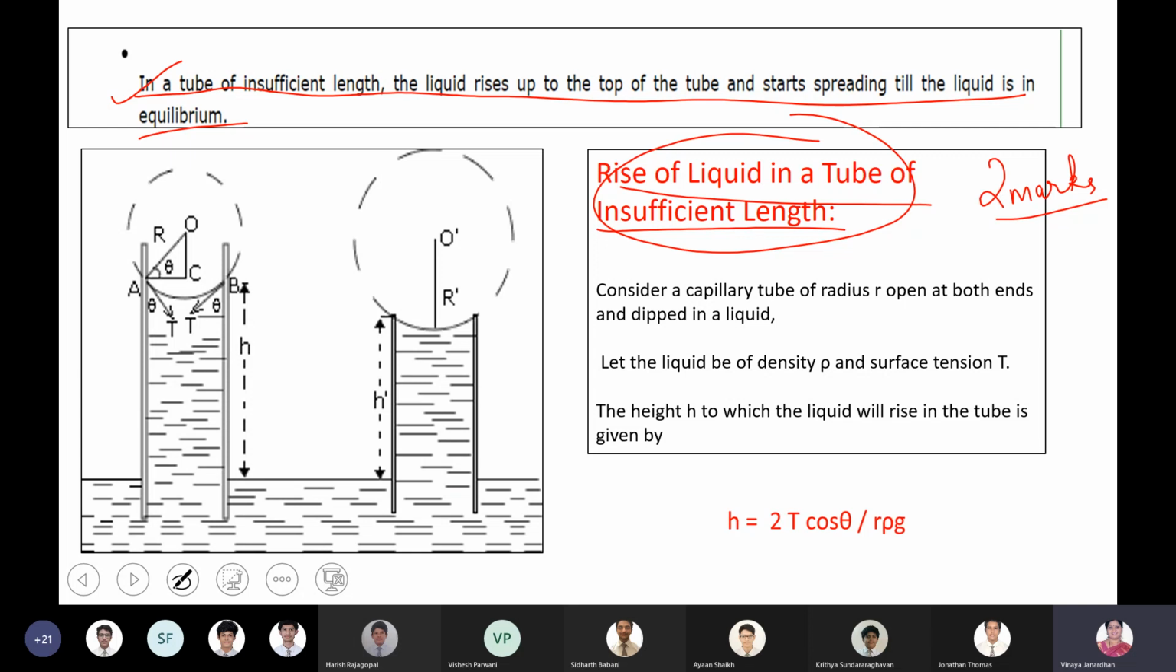So you can initialize everything. Initializing the capillary tube of radius r, open at both the ends, dipped in a liquid of density rho and surface tension T. Both statements can be combined together. The height h to which the liquid rises in the first tube is given by h is equal to 2T cos theta divided by r rho g. So these first two statements you can combine together.